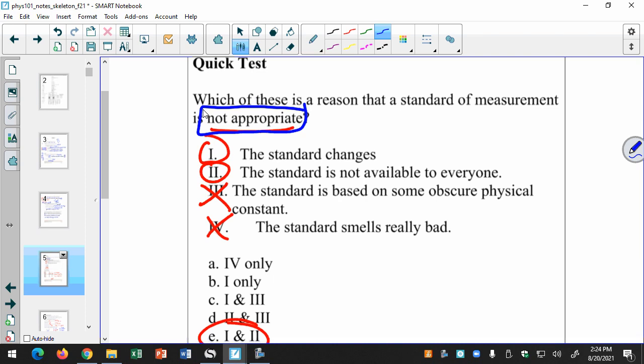If a standard changes, that's a reason for it to not be appropriate. If it's not available, that is, it's inaccessible, that makes it a reason. But if it's based on some obscure physical constant, most of our standards are. All of them, in fact, are based on physical constants. And it doesn't matter if it smells bad. I mean, who cares, right?